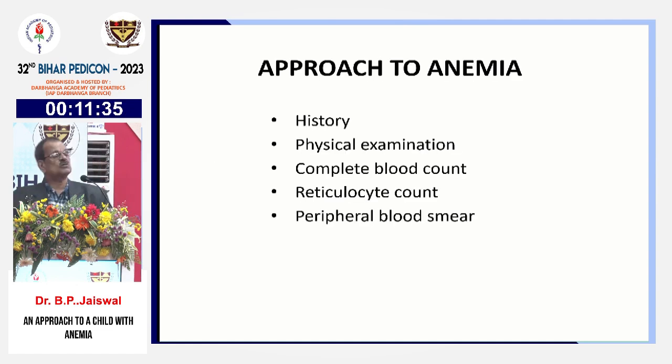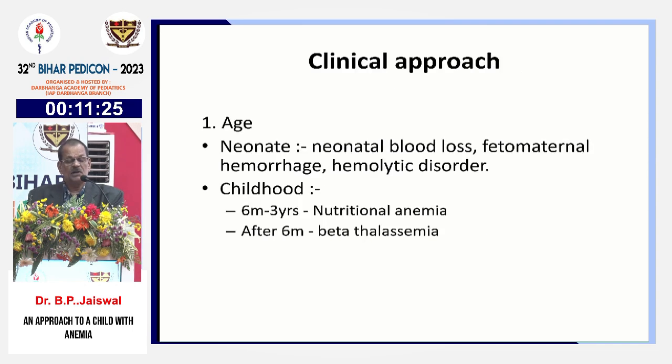Now, what should be our approach to anemia? History, physical examination, complete blood count, reticulocyte count, and peripheral blood smear. Now, clinical feature, age. In the neonate, blood loss, all of us know, feto-maternal hemorrhage, hemolytic disorder. In childhood, 6 months to 3 years, nutritional anemia is very common. And after 6 months, beta thalassemia you should look for.